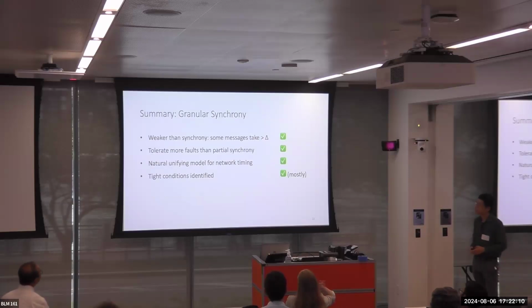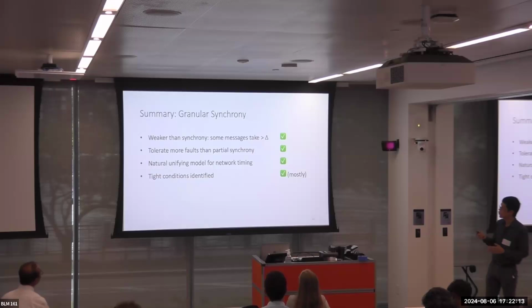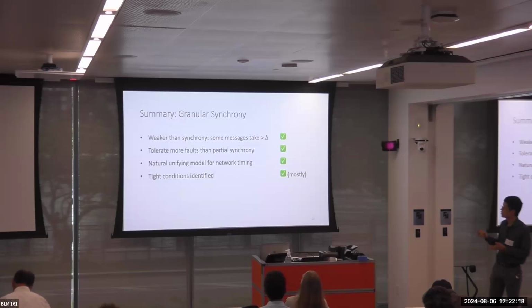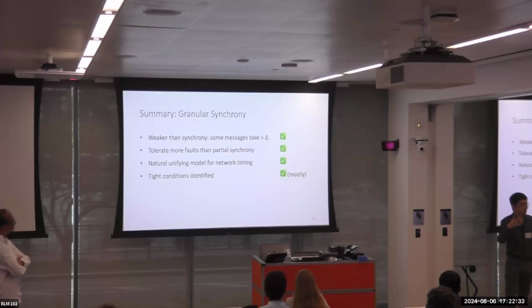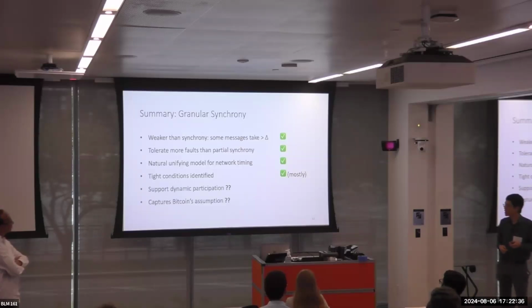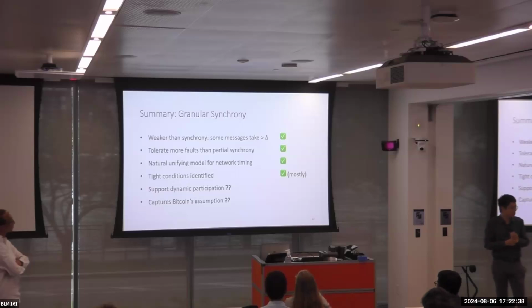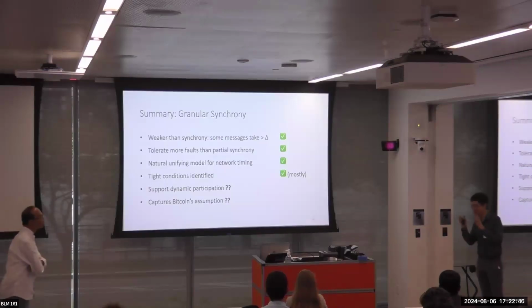All right, so quickly summarize. I presented the granular synchrony model. It does a bunch of things that we set out to do. It is weaker than synchrony. It tolerates more faults. It's a natural and unifying model for different timing assumptions, and we mostly identified the tight conditions. But I didn't deliver all my promises in the beginning. I don't know whether this model supports dynamic participation. I don't know whether it captures what Bitcoin requires. So there's more work to do. Hopefully more papers to write.